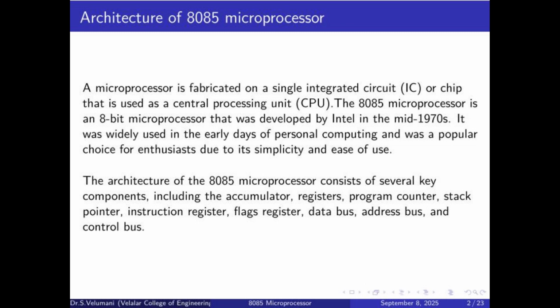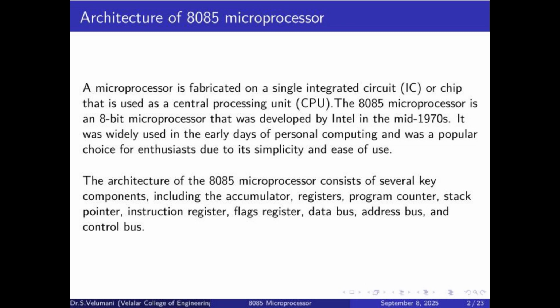It was widely used in the early days of personal computing and was a popular choice for enthusiasts due to its simplicity and ease of use. The architecture of the 8085 microprocessor consists of several key components, including accumulator, registers, program counter, stack pointer, instruction register, flag register, data bus, address bus, and control bus.